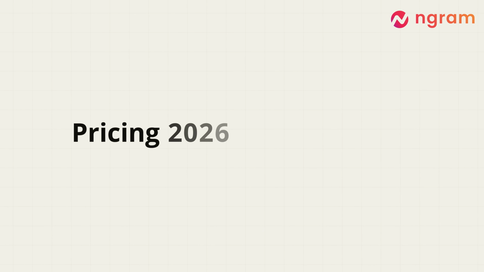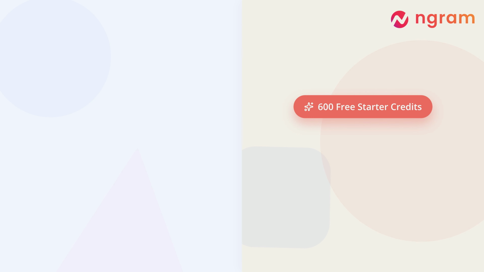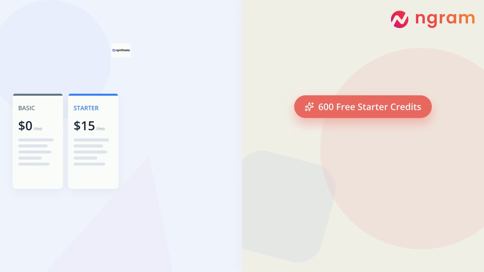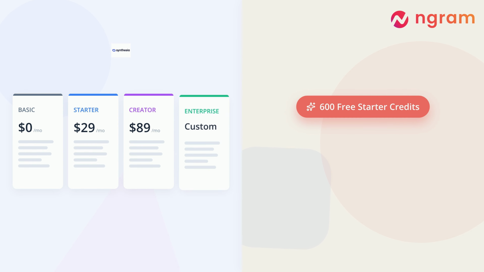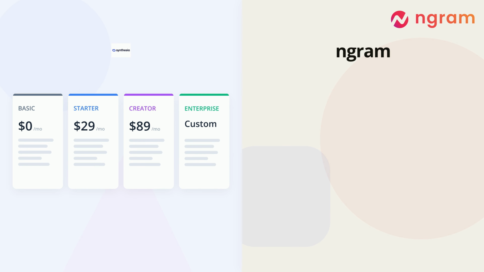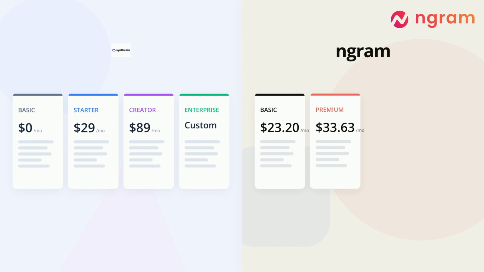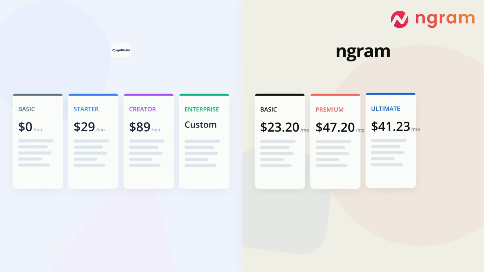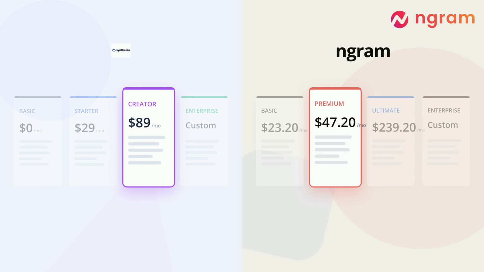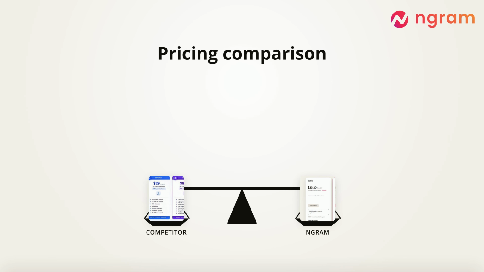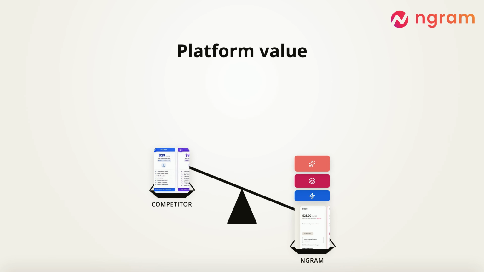Now pricing, as of 2026. Ngram provides 600 free starter credits out of the gate. Synthesia starts free, then moves to Starter at $29 a month, Creator at $89, and Custom Enterprise pricing. Ngram's paid plans begin at $23.20 a month on Basic, $47.20 on Premium, $239.20 on Ultimate with Custom Enterprise. Entry price is close. What you get for it is not.